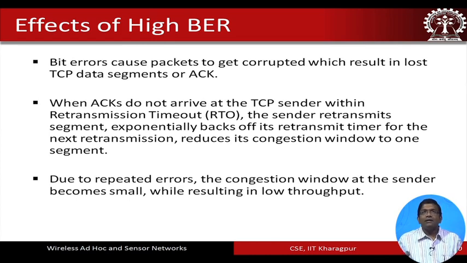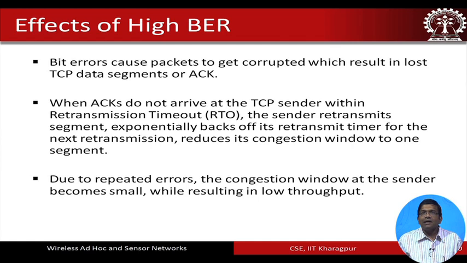Ad hoc networks are highly error prone environments, much higher errors than in a general wireless network, and obviously much more error prone compared to wired networks. These bit errors cause packets to get corrupted, which results in lost TCP data segments or lost acknowledgements. When these acknowledgements do not arrive at the TCP sender within a particular duration of time, which is known as the RTO time or the retransmission timeout time, the sender retransmits the segment, exponentially backs off its retransmit timer for the next retransmission, reduces its congestion window to one segment, and so on.